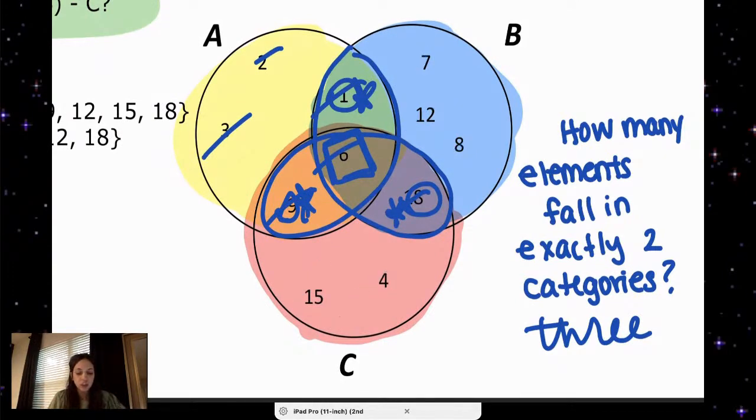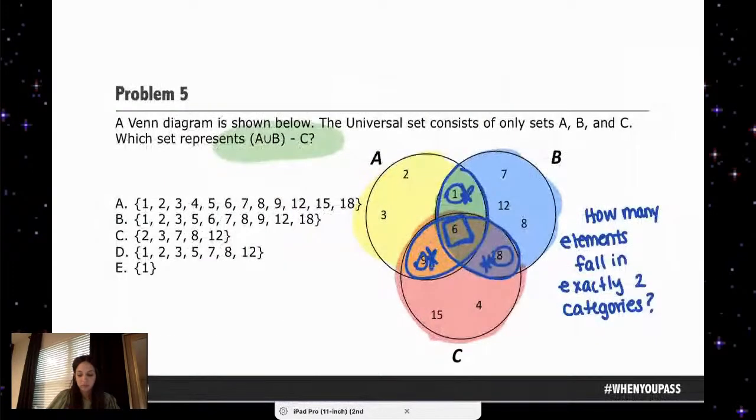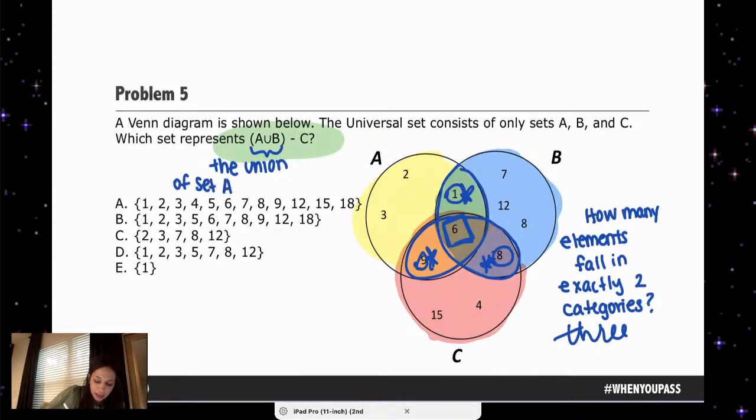Now, let's look at our actual problem. So that was just kind of like a side note. Which set represents the union of A and B? The union of set A and set B. The first thing I'm going to do is look at what the union of A and B is.